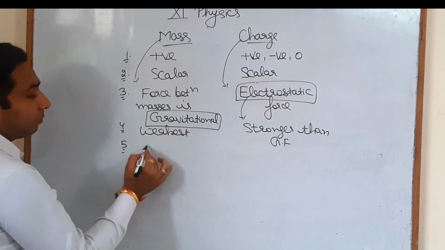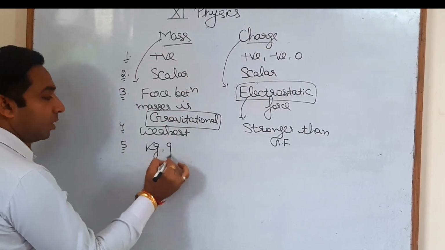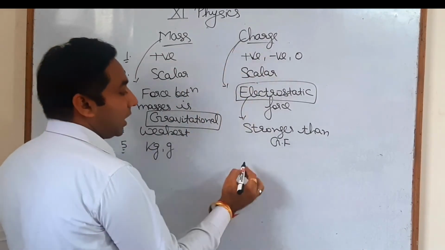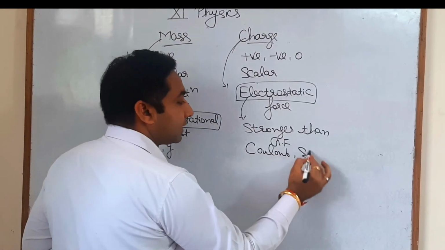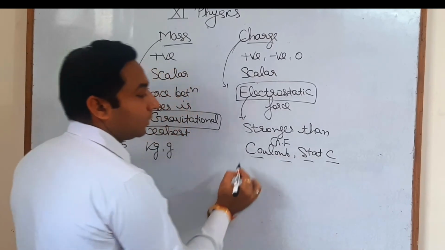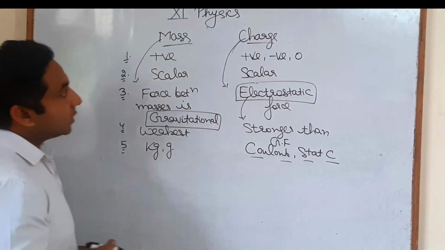Then move on to the next property. Unit की बात करते हैं. The mass is measured either in kilogram or gram. And about the unit of charge, charge is measured in coulomb or stat coulomb. That's the difference between the mass and the charge.